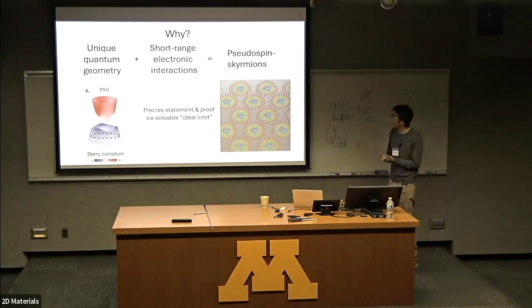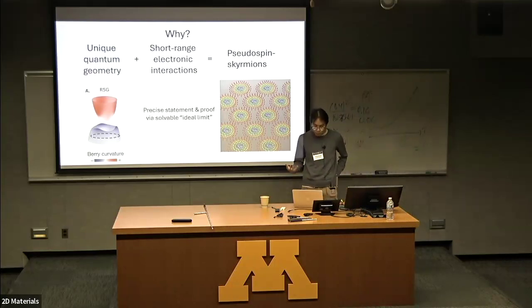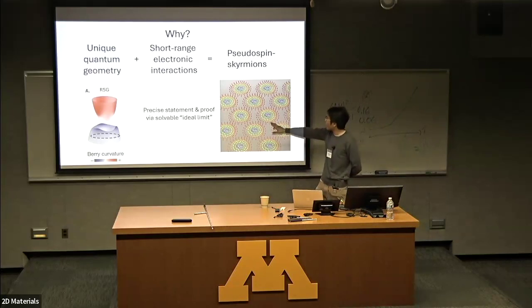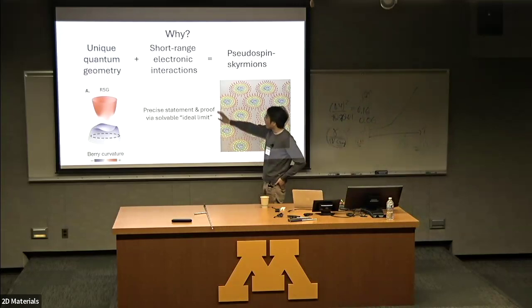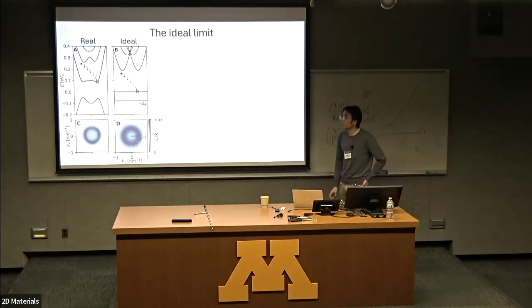We make this statement precise, and we can prove various statements via some exactly solvable ideal limit of the system. And then the role of the moire is basically to hold this Skyrmion lattice in place, so that it can serve as a background for electrons to form quantum Hall-like states and Chern insulators and so forth. So let me very briefly give a summary of what we actually did in terms of theory. So we looked at this.